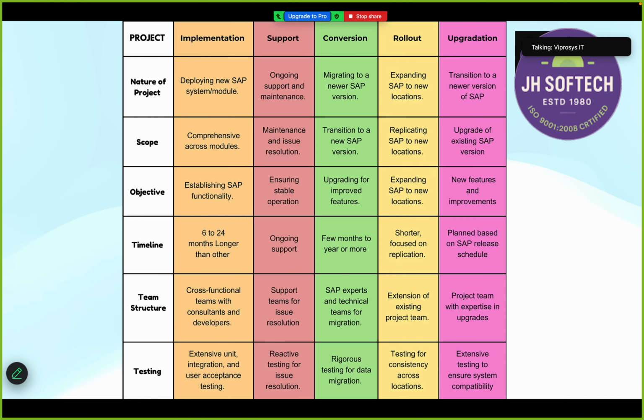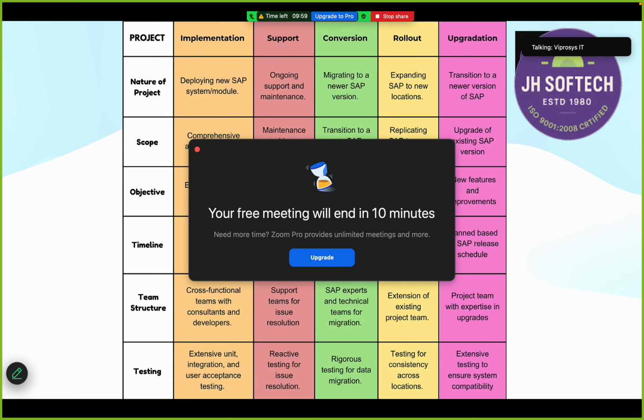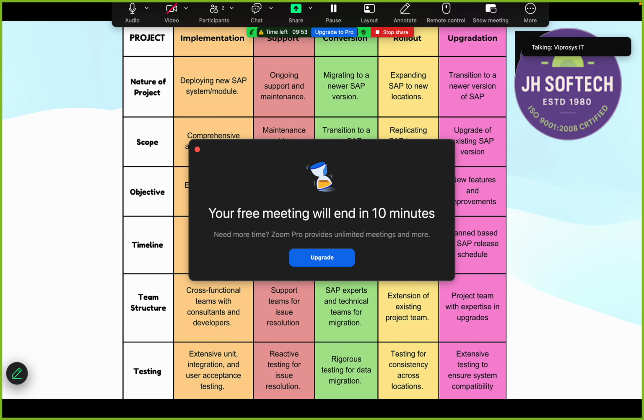Then what is the scope? What would be the work? The scope of implementation project work will be comprehensive across all modules, so all modules have to work from scratch. And in a support project, the scope of work is that if there is any issue, those issues are named tickets. These tickets have to be resolved by us. This is what we can have.